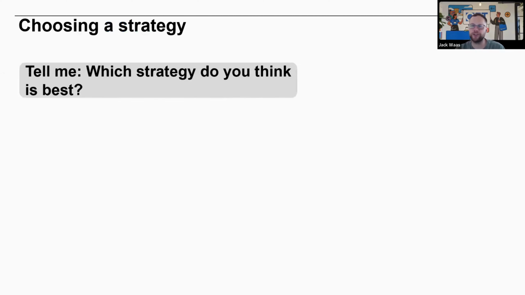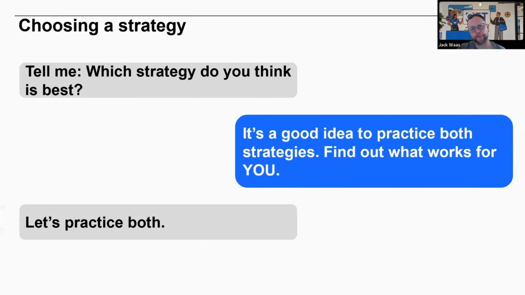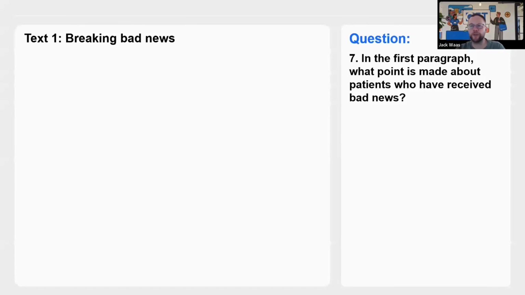So what strategy do you think is best, right? If you think about that for a second, well, the answer here is that it's probably a good idea to practice both and find out which option works best for you, okay? Which option works best for you. So let's start out with QTO. All right, so starting out with the question.